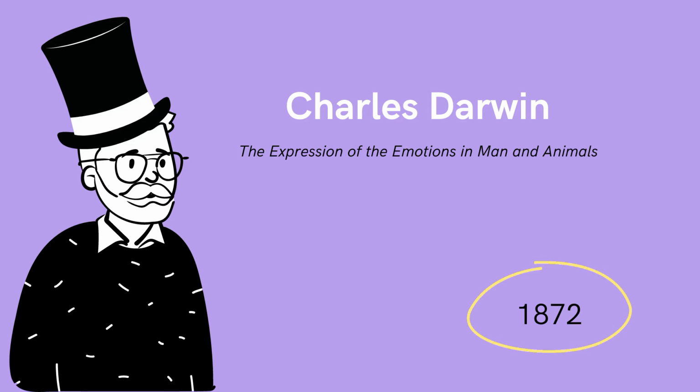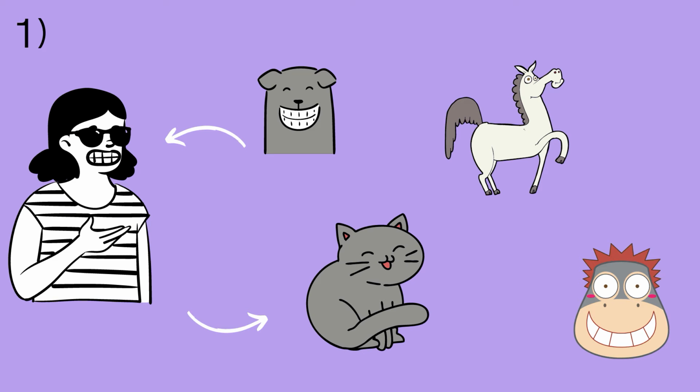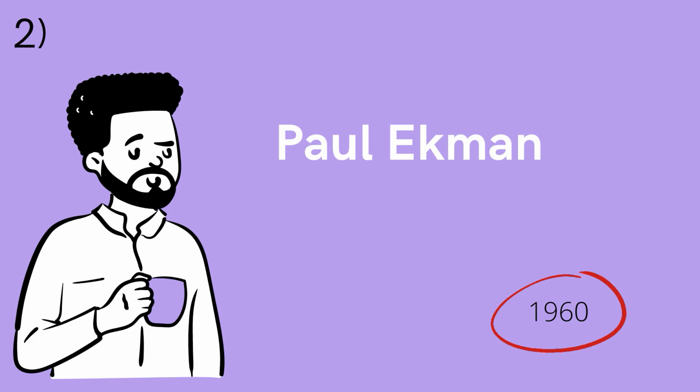On the other hand, Charles Darwin theorized that emotional expressions were a common human feature. The Expression of the Emotions in Man and Animals was published in 1872. This theory postulates that facial expressions are not unique to humans, but found in other animal species such as cats, dogs, horses, and primates. Facial expressions of emotions are universal.